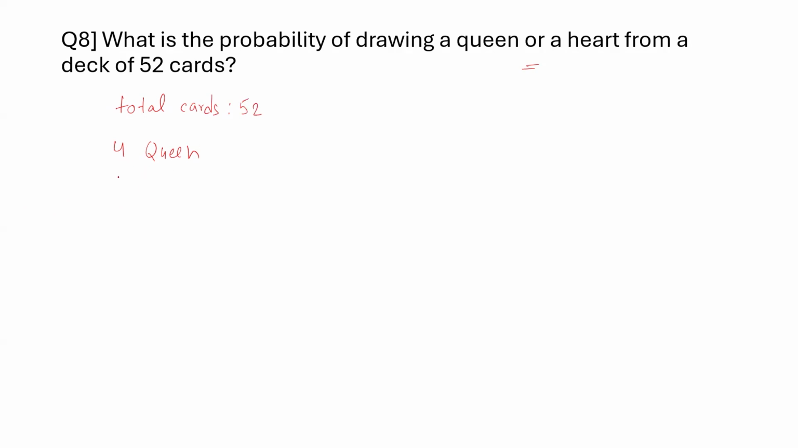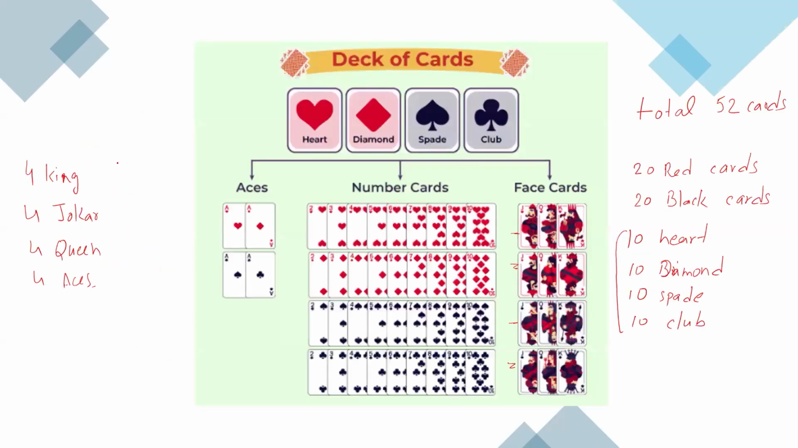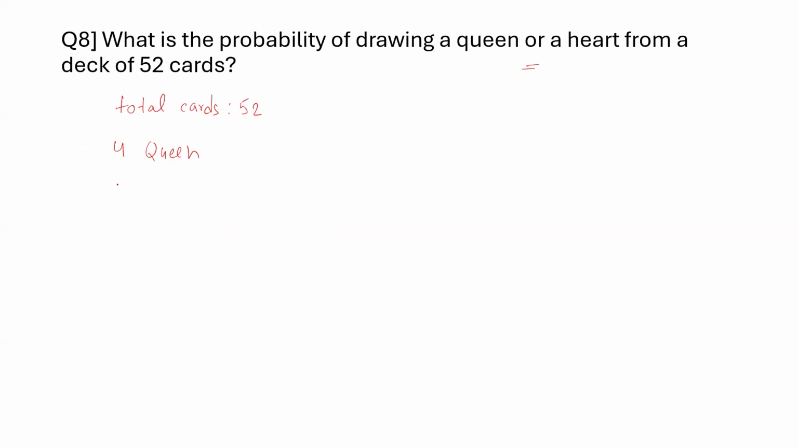And how many hearts are there? Let's see how many hearts there are. I have already told you, you have 10 hearts, right? So let's go back to the problem. So 4 queens and 10 hearts. These are the scenarios. Now, what is the probability? So probability of picking a queen is, how many queens are there? Queen cards, you have 4, right? How many total cards are there? 52.